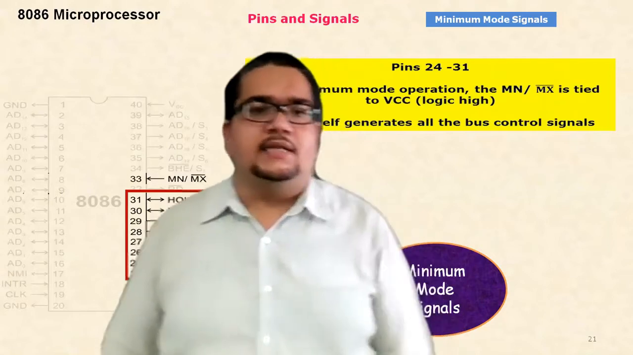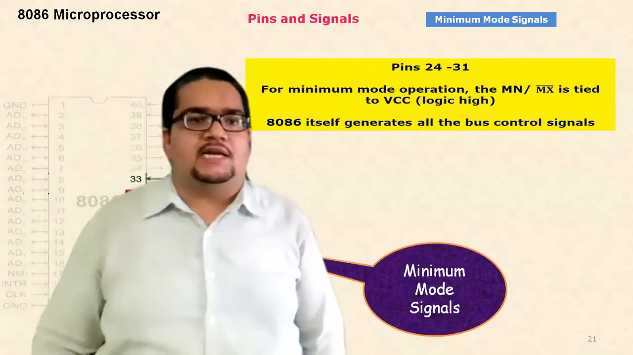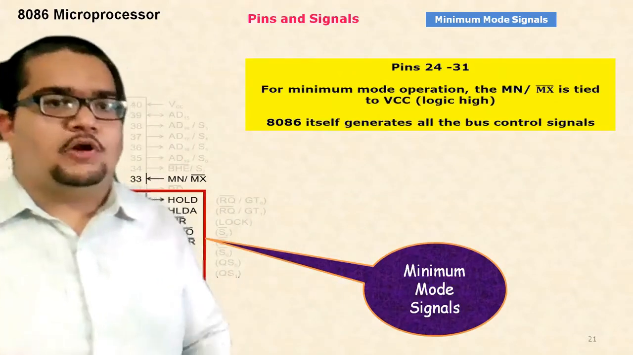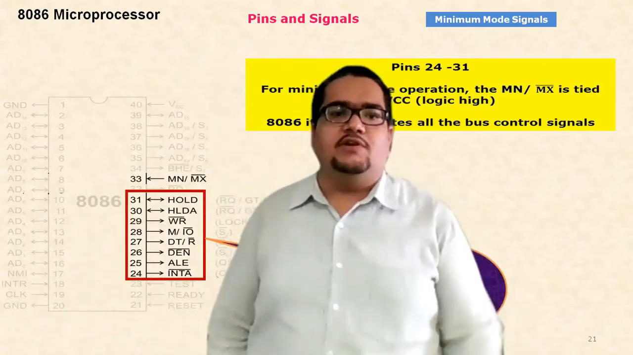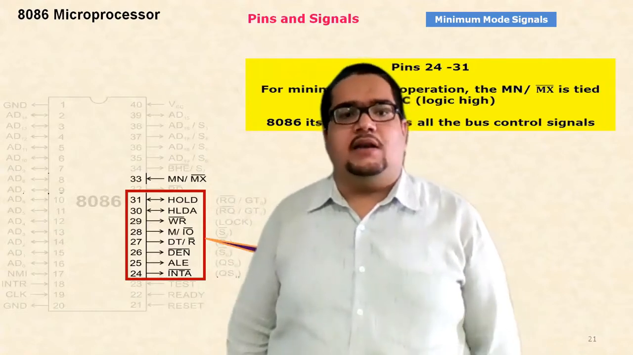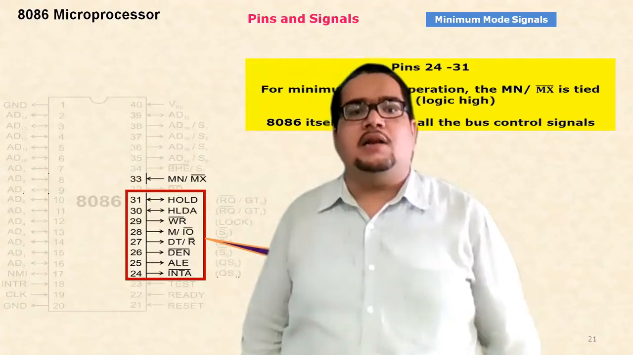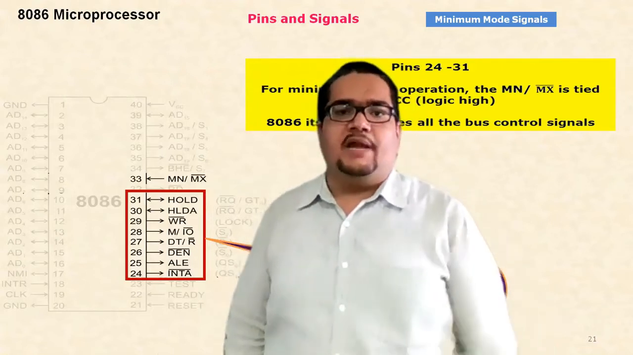Now, as I said, in today's session we will be talking about mode-specific signals, that is pin number 24 to pin number 31. Pin number 24 to 31, you can read out there: INTA bar, ALE, DEN bar, DT slash R bar, M slash IO bar, WR bar, hold and hold acknowledgement. One by one we'll be checking them out.